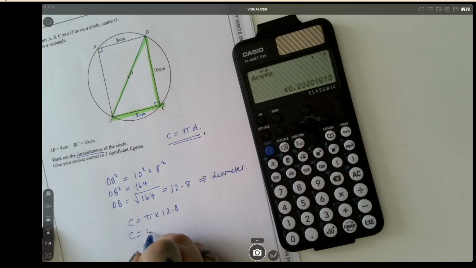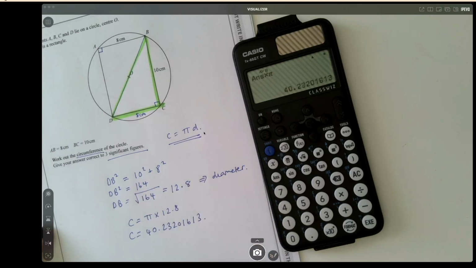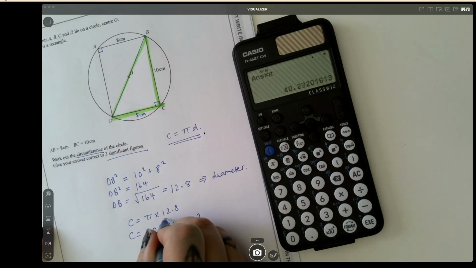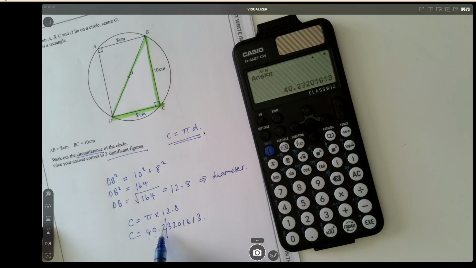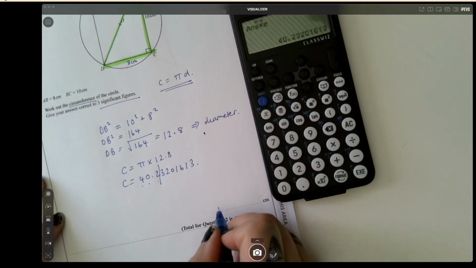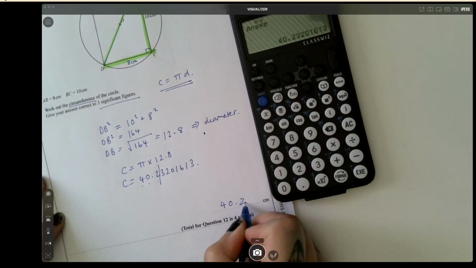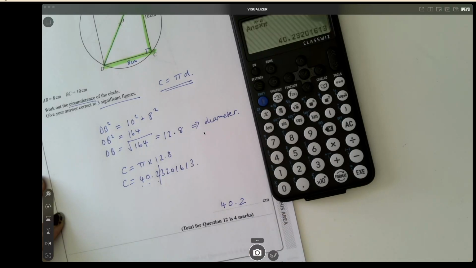So the circumference is 40.23201613. Now it wants our answer to 3 significant figures. 1, 2, 3. That 3 doesn't change the 2. So the circumference to 3 significant figures is 40.2 centimetres.